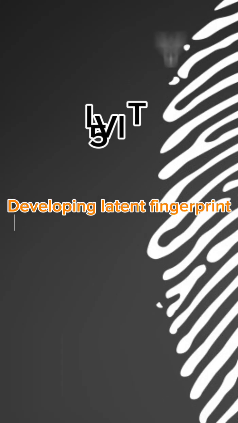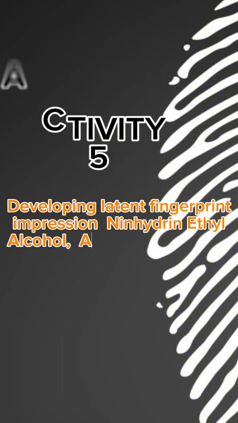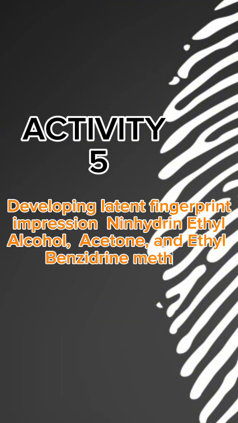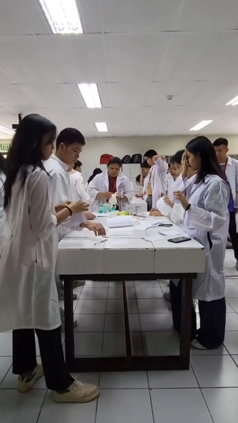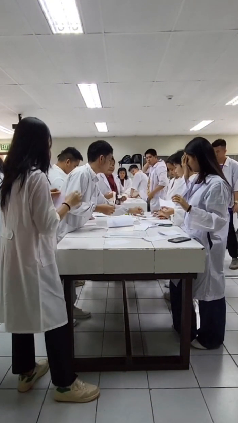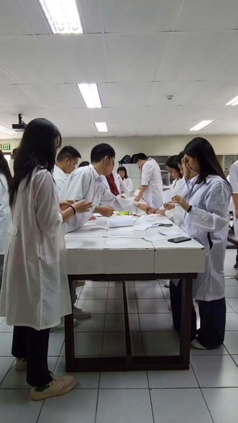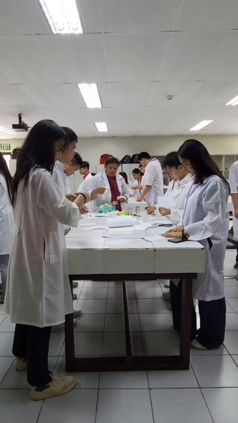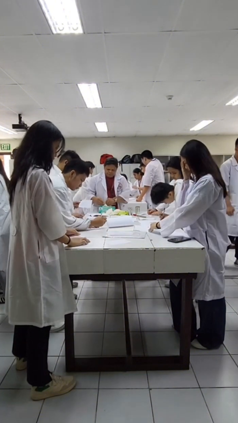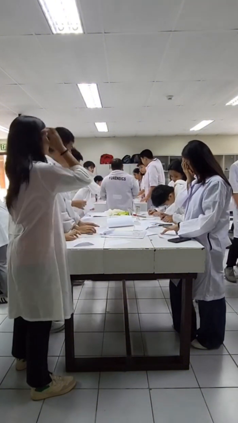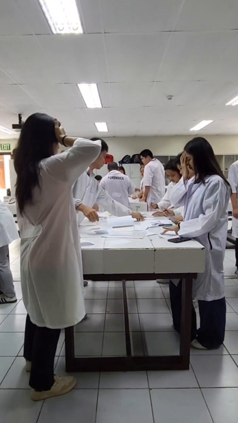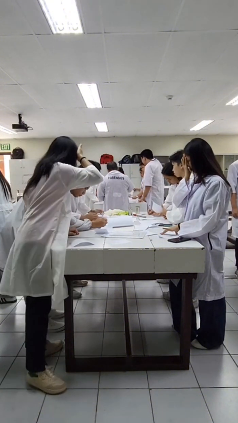Activity number 5. Developing latent fingerprint impression, ninhydrin ethyl alcohol, acetone, and ethyl benzedrine method. The objective of this activity: you will demonstrate skills and knowledge on how to properly develop the fingerprint through the ninhydrin ethyl alcohol method. You will apply knowledge and skills in making chemical reagents and developing latent finger impression.